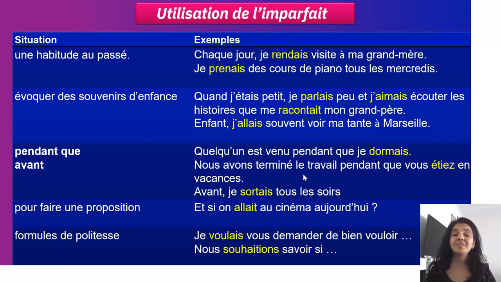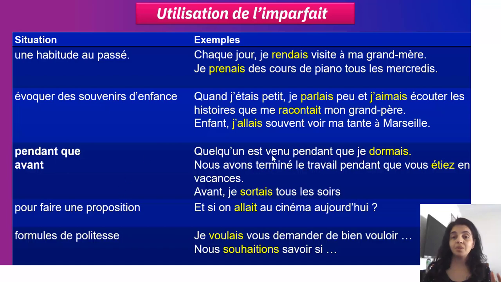After this, there are certain expressions. After them, we use imparfait. I put 2 here, pendant que and avant. Pendant que. Let's see how it is used. Quelqu'un est venu pendant que je dormais. So while I was sleeping, somebody came.